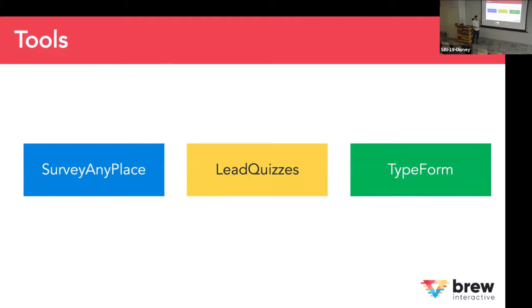So these are the tools that you want to use, the ones that I shared over here. Survey Anyplace, Lead Quizzes. Typeform has native integration for those of you who are on HubSpot, so that's really cool as well. You don't have to use third-party tools and pay for another thing to integrate with whatever CRM or ESP that you're using.